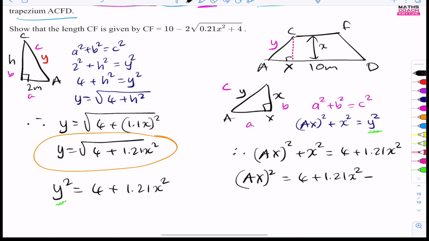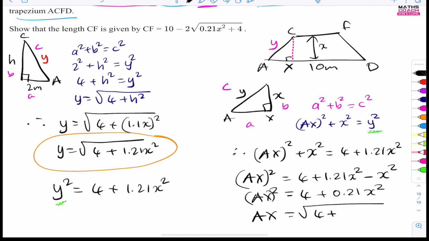side to the right-hand side by doing take away x squared. And then these are like terms, so we can take them away. So it's going to be 1.21 take away 1. So 1.21 take away 1 leaves us with 4 plus 0.21 x squared. This is AX squared. Now, to find what just AX is, we square root the other side. So the square root of 4 plus 0.21 x squared.